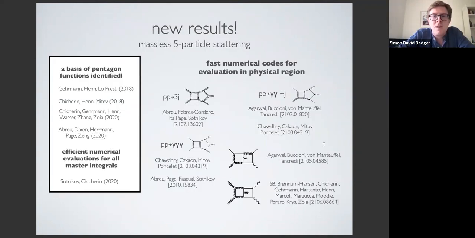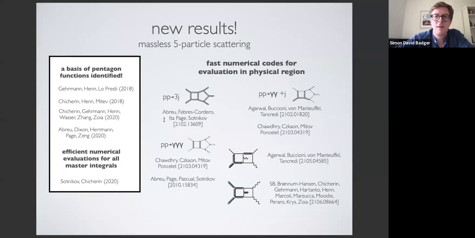Okay. So, for the next few slides, let's look at some of the new results that have actually come out. I've said a few words on this before, but we've had some new results for massless five particle scattering. And this is, again, thanks to a lot of work that was done from the point of view of the special functions and the identification of a sensible basis of Pentagon functions. And that's led to a whole bunch of new numerical codes, fast numerical codes, which can evaluate these processes in the physical region where they're required. So that's a new element of these things, that they're now available in the physical scattering region where they were not before.